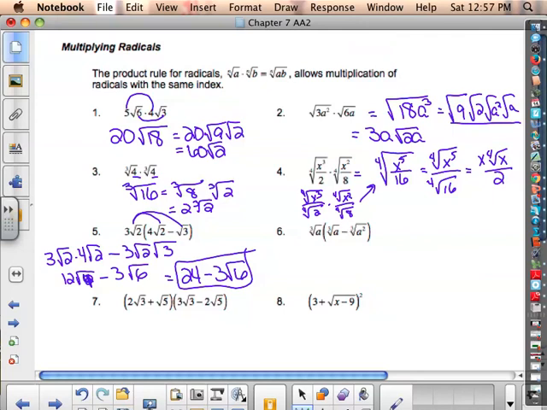Number 6, again, I'm going to have the third root of a times the third root of a minus the third root of a times the third root of a squared. This will give me the third root of a squared minus the third root of a to the third. The third root of a to the third is a perfect cube. So I end up with the third root of a squared minus a.